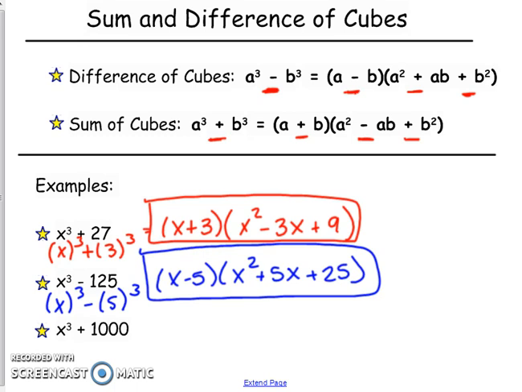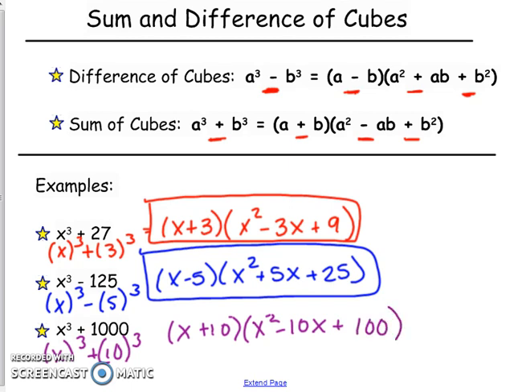Okay, and let's look at the last one. So x cubed, and this is the same thing as saying 10 cubed. So again, it's sum of cubes, so x plus 10. And then we're going to do x squared minus 10x plus 10 squared, which is 100.